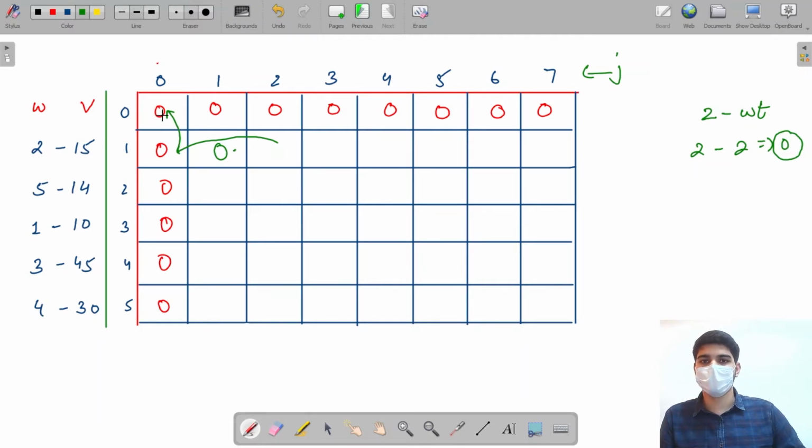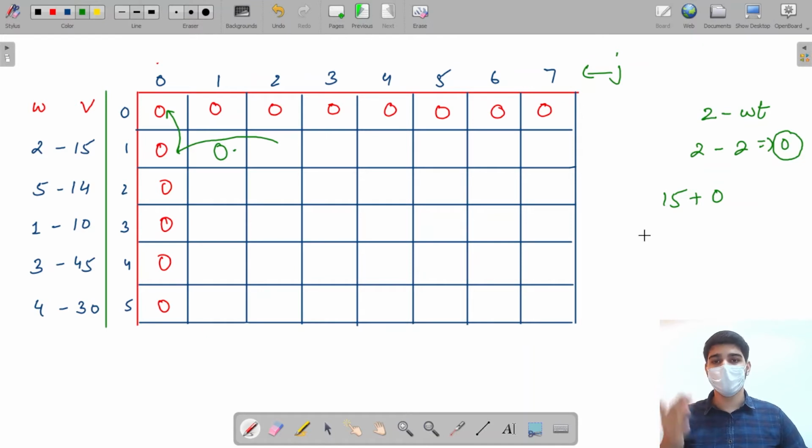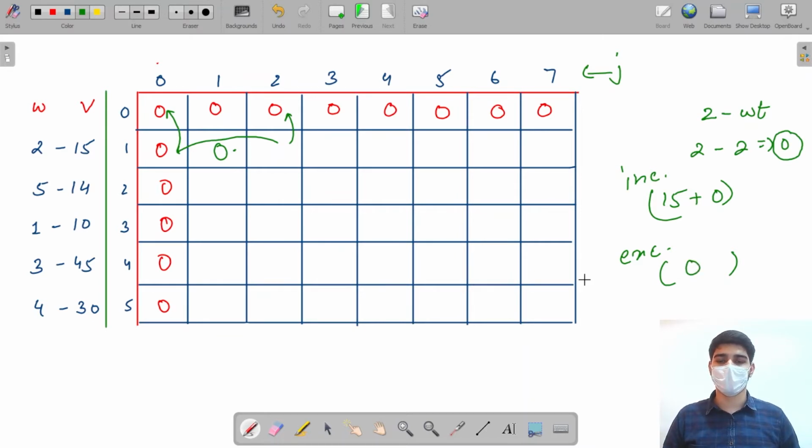And over here, as we have 0, that means if I include myself, I would get 15 as value, plus I won't get anything because the maximum value before me was 0. This is when I include myself. What happens if I exclude myself? When I exclude myself, I just check the previous row, which is 0. So if I exclude myself, I'm not having any kind of value, right? Because before me, there was no item present. I'm the very first item, right? So if I see my inclusion is greater than my exclusion, I have to include myself at this point, right?